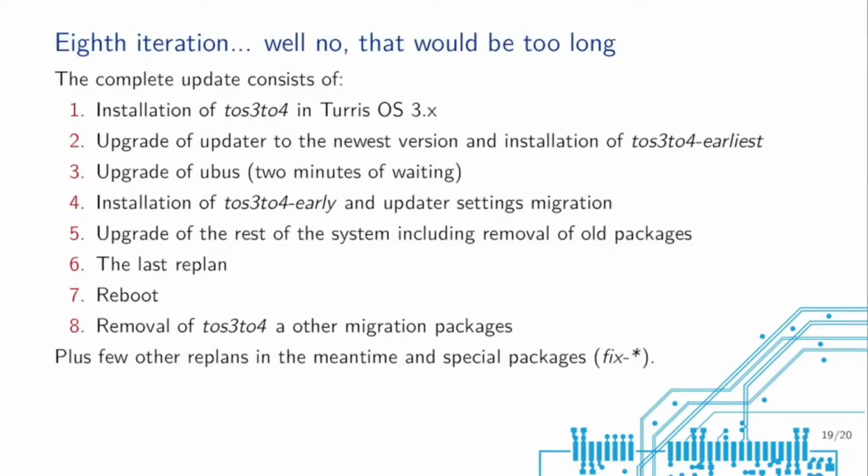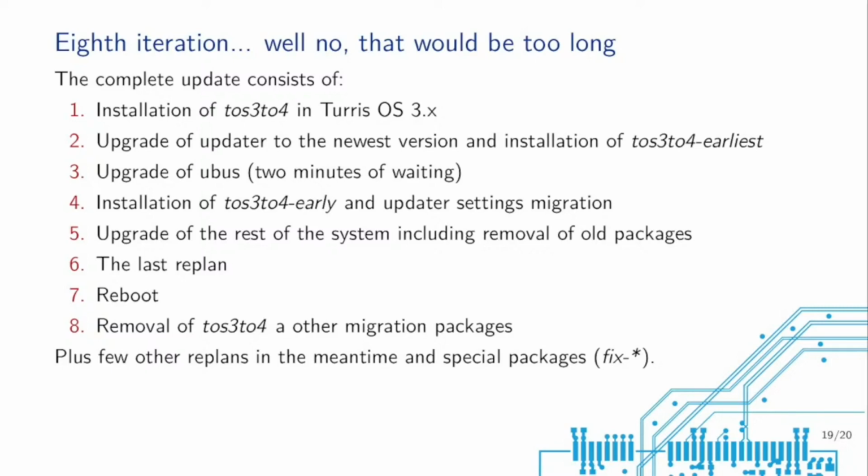And for the 8th iteration, let's not go there. There were multiple iterations of this, of course, but let's just recapitulate how the update actually looks, how it actually works, because I'm sure that from those 7 previous iterations, you are most likely lost at what actually happens. So at the first step, we install a specific package that has the script that triggers the migration, points us to the specific script in the new version of Turris OS.